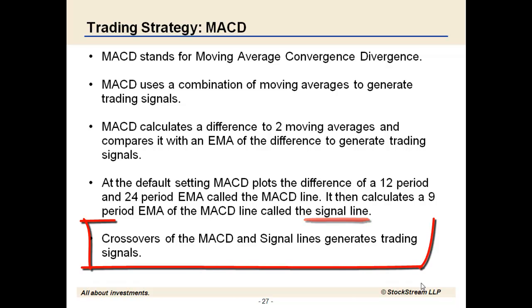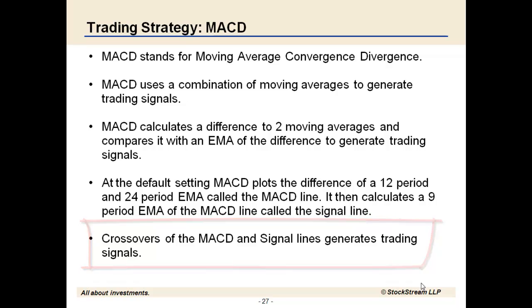A crossover of the signal and the MACD line generates trading signals. In the default setting, MACD uses 12 and 24 period EMAs to calculate the MACD line, and a 9 period EMA to calculate the signal line.